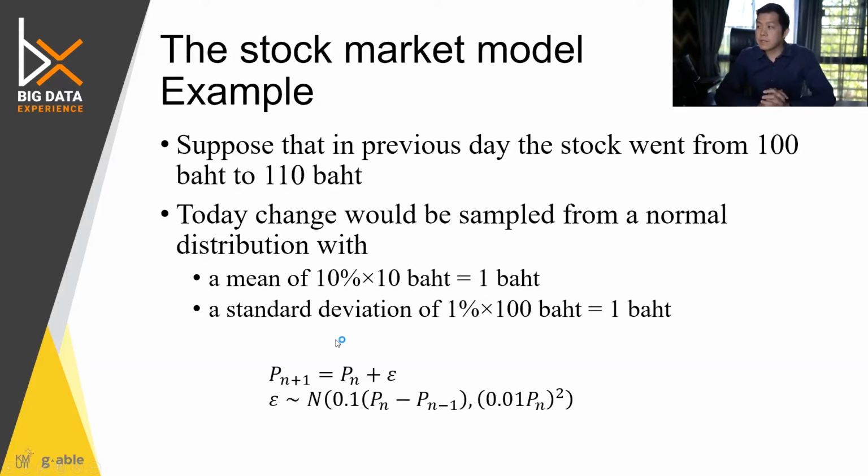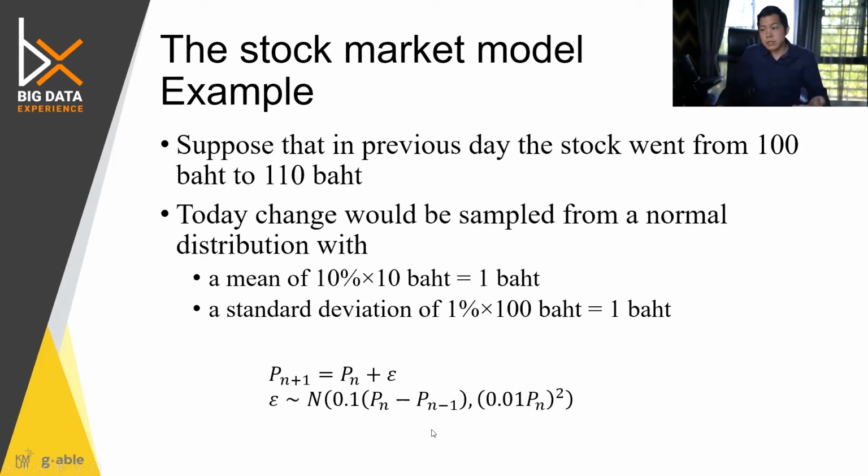Suppose that the previous day the stock price went from 100 to 110. That means today's change would be sampled from the normal distribution with a mean of 10 and a standard deviation of 1% of 100, which is 1. That means we capture the variation of yesterday's change and then use it to simulate the next day's change, like this: the price of n plus 1 will equal the price of n plus this change. And this change comes from sampling from the normal distribution of the change of the previous day.